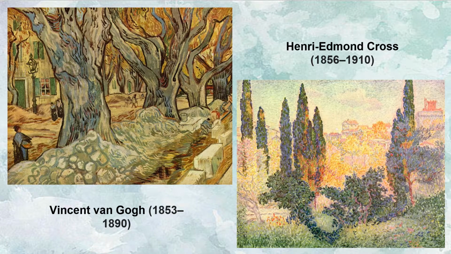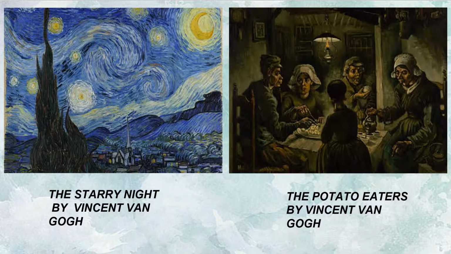So here are some of the prominent artworks, the left one being from Vincent van Gogh and the right one being from Henri-Edmond Cross. In this slide, both the artworks are from Vincent van Gogh, the left one being called The Starry Night and the right one being called The Potato Eaters.